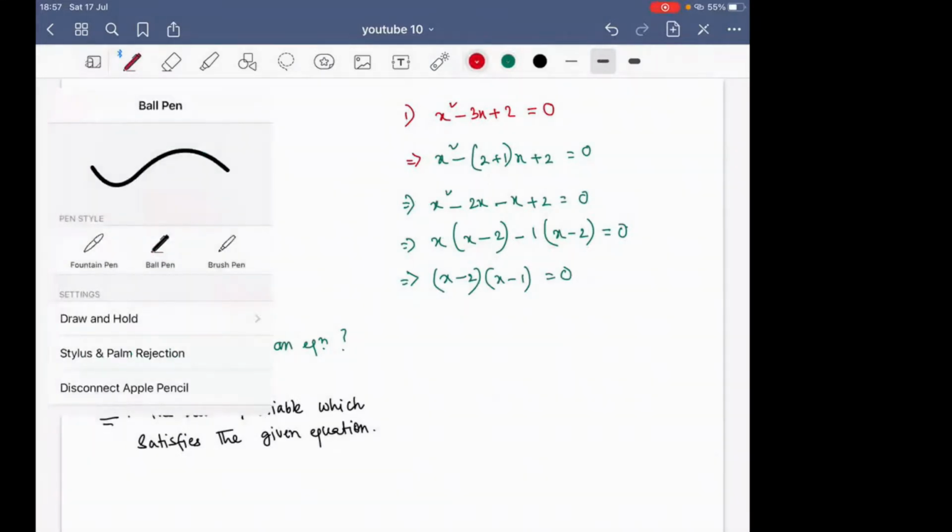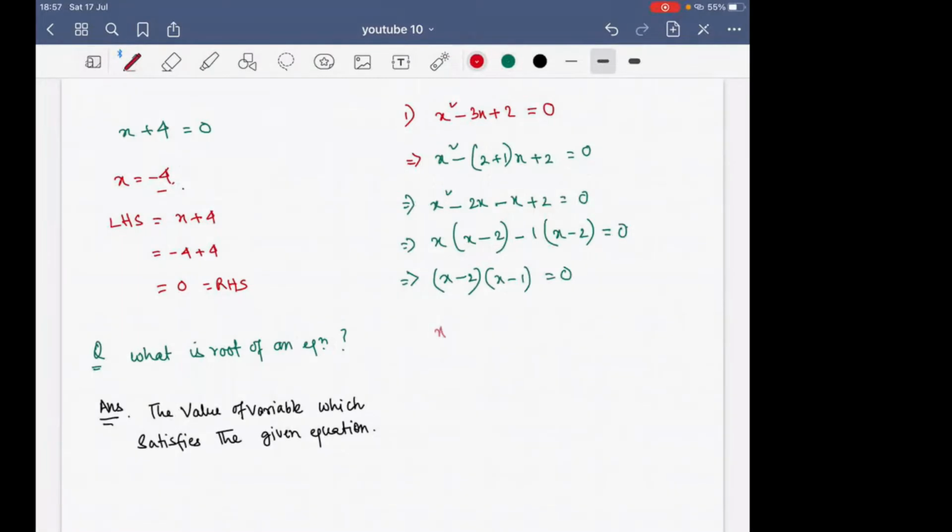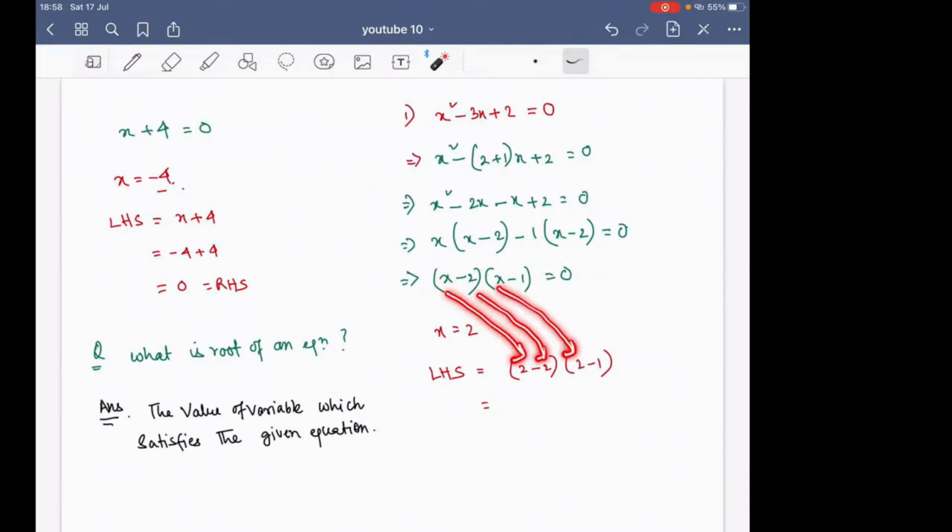Okay, so you know that if I put x is equal to 2, what is the left hand side? If I put x is equal to 2, then on the left hand side we are going to get 2 minus 2, 2 minus 1. Okay, look here. In this left hand side, we are replacing the x with 2. So instead of x, we are putting 2 here. 2 still remains. X, we put 2, 1 still remains. So we are going to get 0 into 1. We are getting 0, which is equal to right hand side.